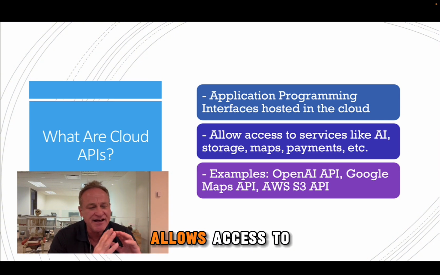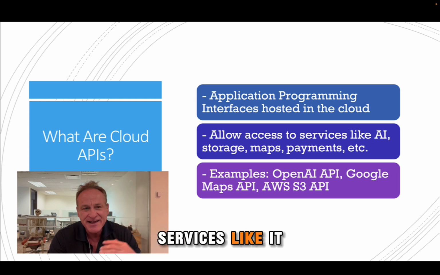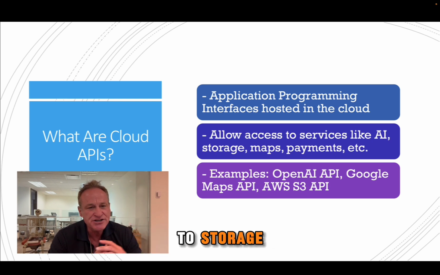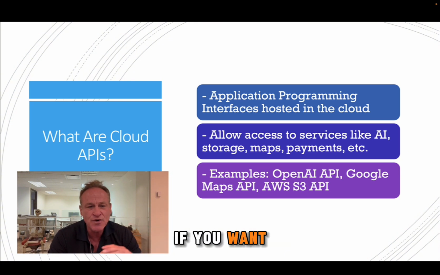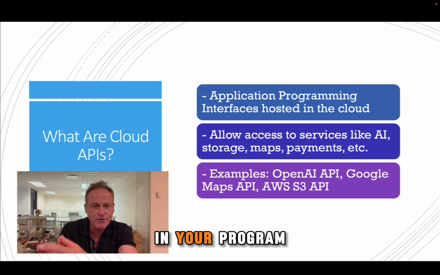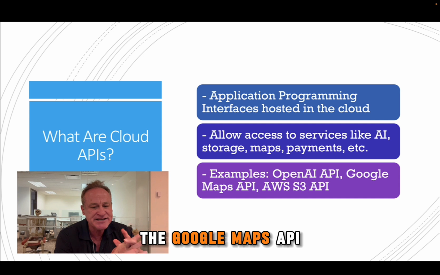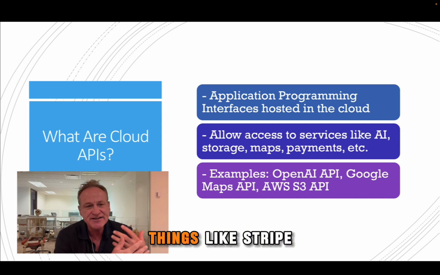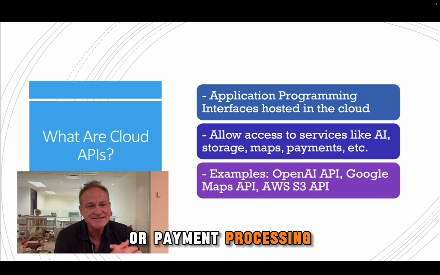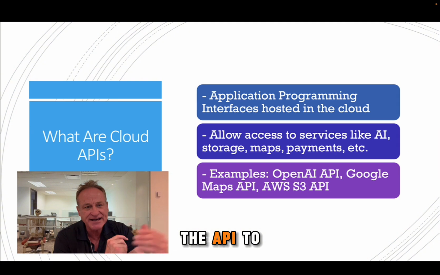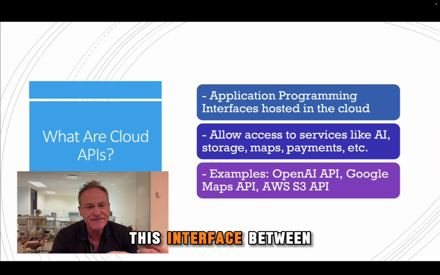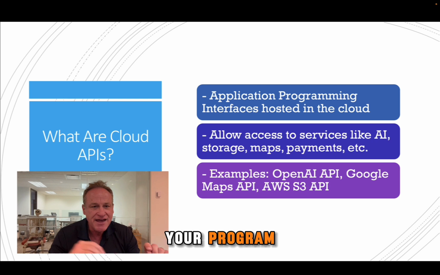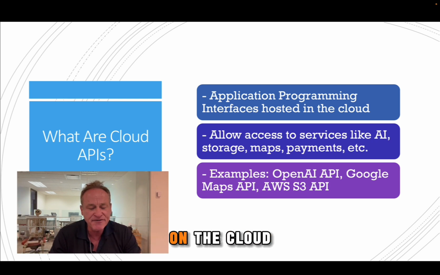An API allows access to services. It may be access to storage, it may be access to maps, like the Google Maps API. If you want to include Google Maps in your program, you would use the Google Maps API. If you're using things like Stripe for payment processing, you would use the API to talk to that system. So APIs are this interface between your program and something that is sitting up on the cloud.